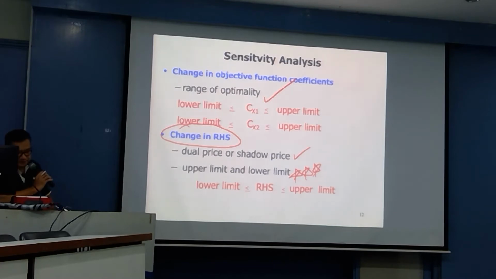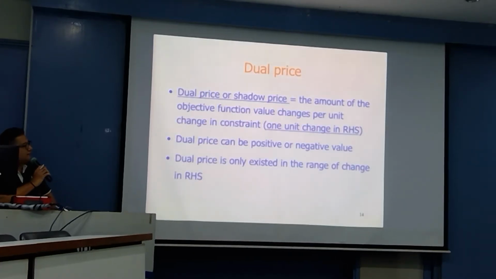How can we do that? If you still remember the benefit of dual pi, you can see that dual pi only exists, only has values to use, within the range of changing the right-hand side. So that's what we need to find. This is the way that we're going to find it.